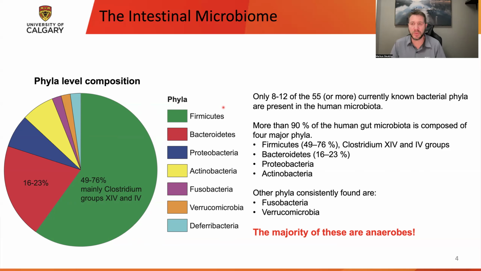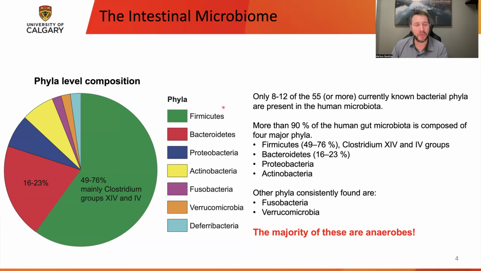More than 90% of the human gut microbiota at the phyla level is composed of 4 major phyla that are listed here. But we also find other phyla at a lower abundance, such as Fusobacteria and Verrucomicrobia. Now, importantly, the majority of these commensal bacteria that are present in the large intestine are anaerobes because the oxygen level is really low in the gut. So if you want to culture or work with those bacteria, you need to have anaerobic capacity. And this is where Don Whitley with their anaerobic chamber comes in for our work.